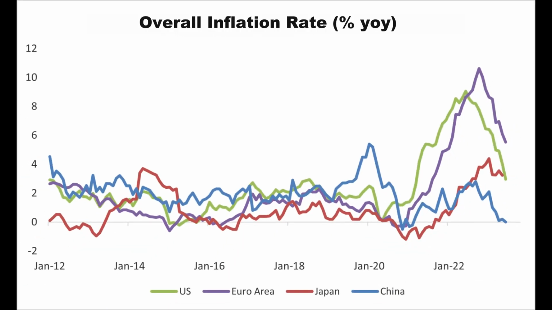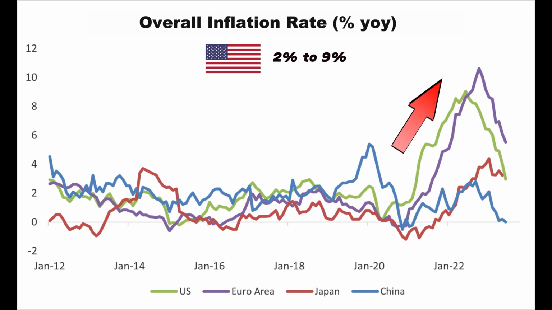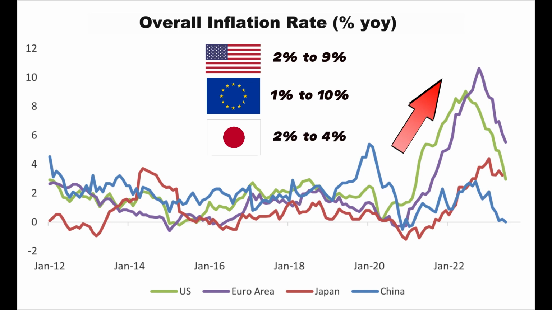We begin by looking at this chart which tracks the inflation rates across the four major economies. Let's examine the data closely. In the US, inflation rose from 2% year-on-year in February 2021 to a peak of 9% in June 2022. For the Euro area, inflation surged from 1% year-on-year to 10% in October 2022. Even in Japan, which has a history of moderate inflation, consumer prices increased to 4% year-on-year in January 2023, far above its 2% year-on-year average.